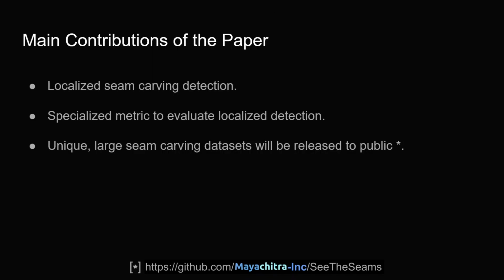So in this paper, we have proposed a forensic technique that can predict these pixel-wise seam masks that can flag the regions of the image that are prone to seam carving. We also propose a new metric to better evaluate the localization capability of the detectors, and we also plan to release the datasets that we used for our experiments.